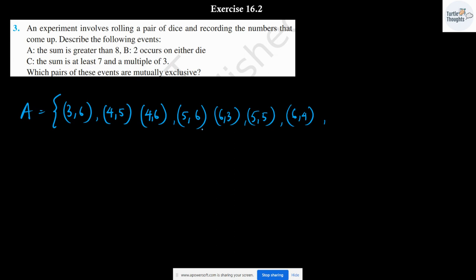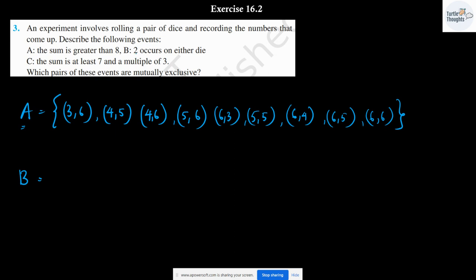5 comma 6 is already taken. 6 comma 5 is not taken, so 6 comma 5 can be taken over here. Then I can take 6 comma 6. So these are all the possible outcomes. When I add two numbers, the sum is more than 8. So these are all the outcomes for event A.